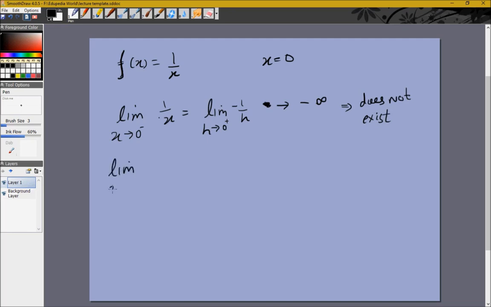Similarly, we don't need to check it really, but x goes to 0 plus 1 by x will be limit h goes to 0 plus 1 by h, which will go towards plus infinity. So again, it does not exist. So f of x equal to 1 by x is actually not continuous at x is equal to 0. We could have actually seen that directly. f of x is not defined at x is equal to 0, therefore there is no way it can be continuous at x is equal to 0.